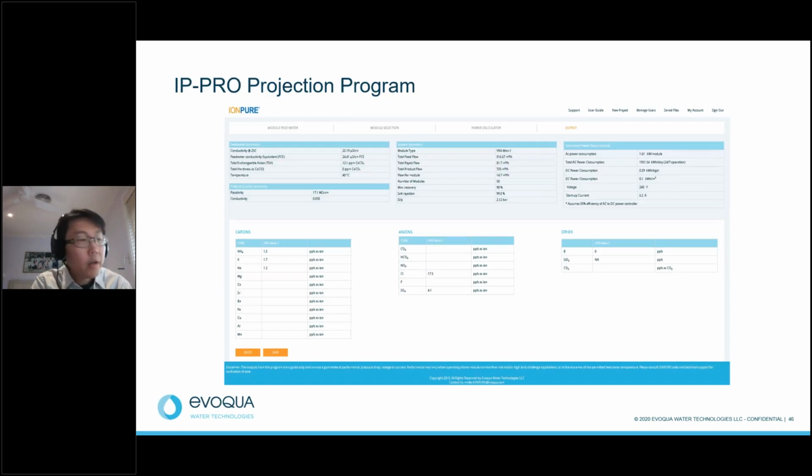So we have an online iPro software. You have to register if you want to use it. With this program, all you have to do is feed in the feed water guidelines. After that, you can choose the modules, and it will roughly tell you the performance and also the power consumption.